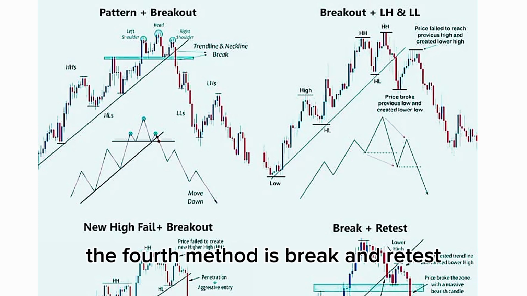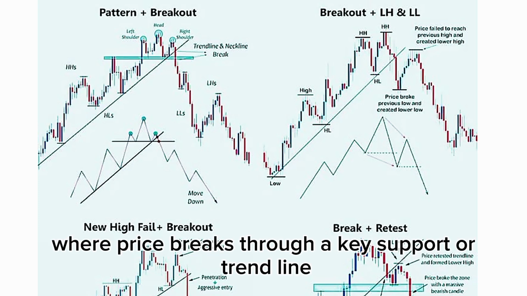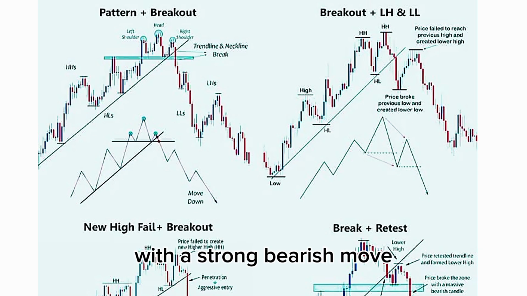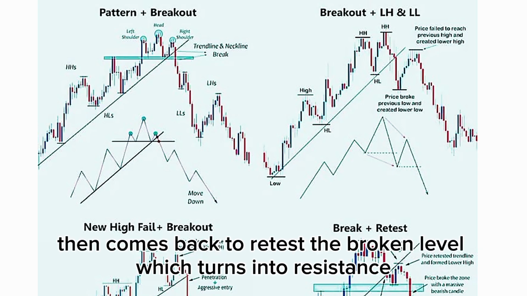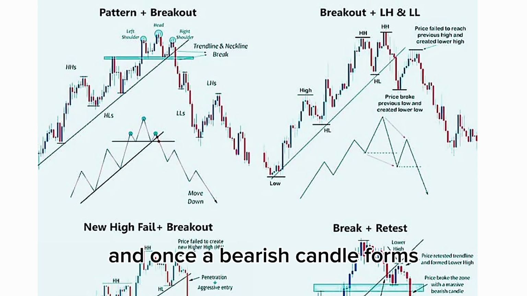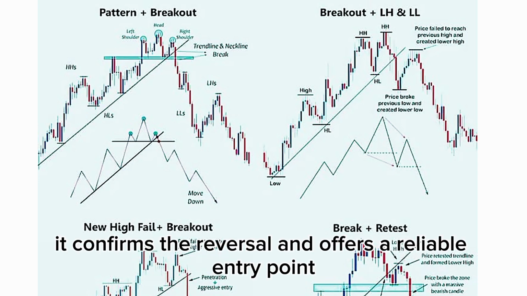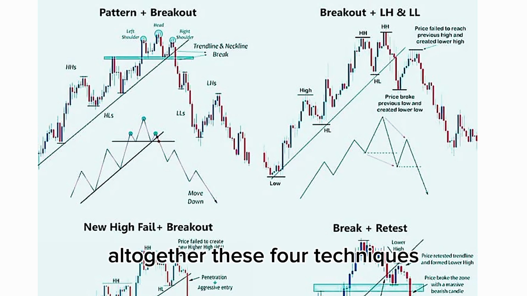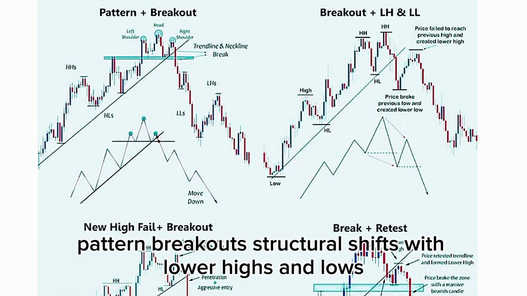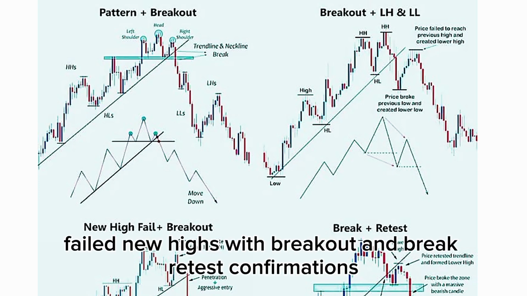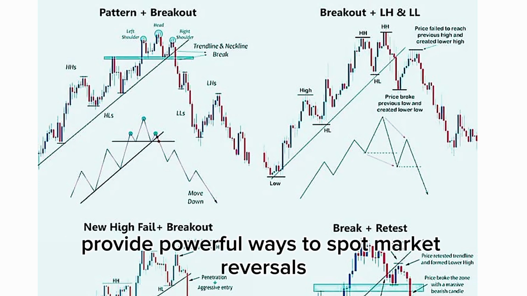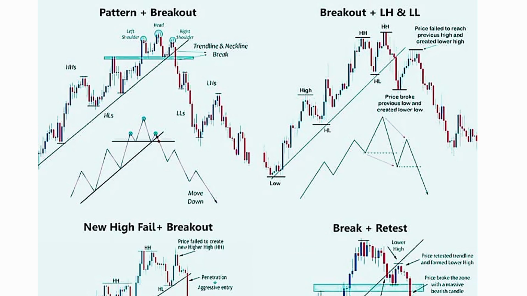The fourth method is break and retest, where price breaks through a key support or trend line with a strong bearish move, then comes back to retest the broken level, which turns into resistance, and once a bearish candle forms, it confirms the reversal and offers a reliable entry point. Altogether, these four techniques, pattern breakouts, structural shifts with lower highs and lows, failed new highs with breakout, and break retest confirmations, provide powerful ways to spot market reversals and trade them effectively.